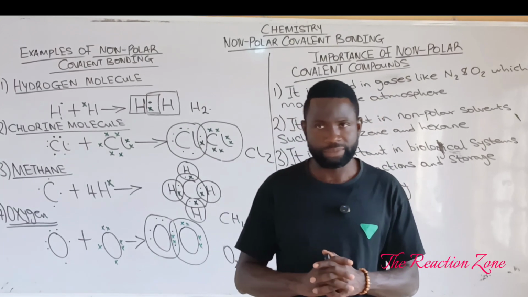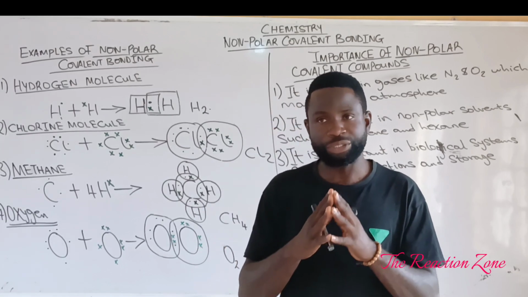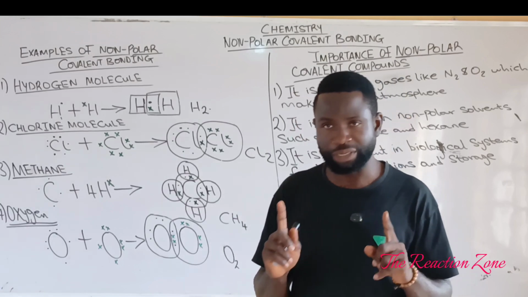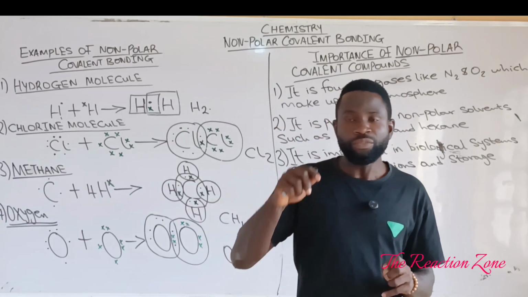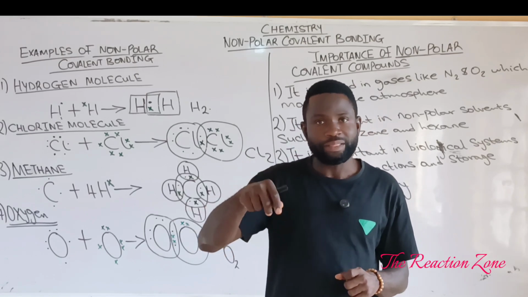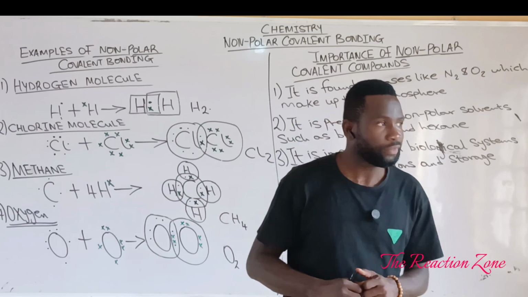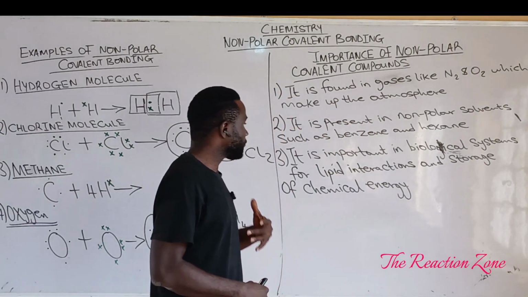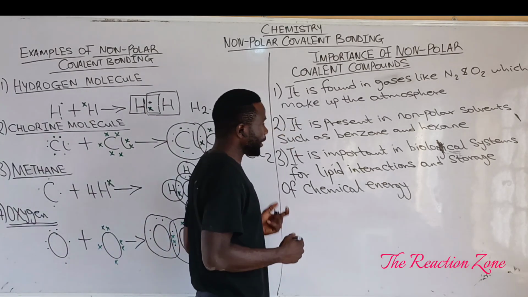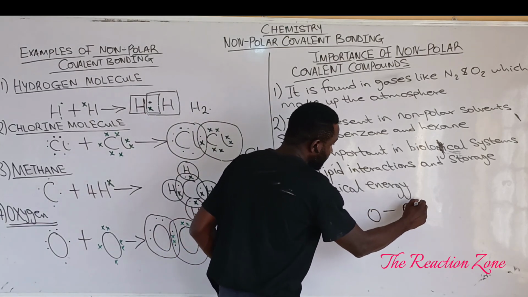As a result of this, the electron cloud is symmetrically distributed between the two bonding atoms. Now, what this means is that none of the bonding atoms is going to be able to attract the bonding electrons stronger than the other. For atoms that form this kind of bond, their difference in electronegativity usually ranges from 0 to 0.4.